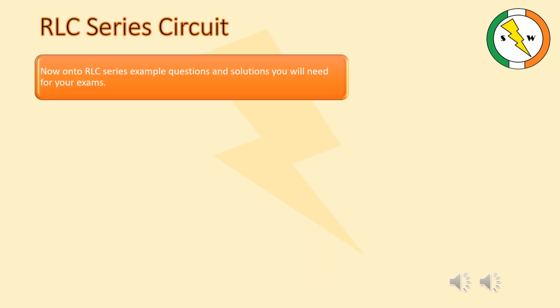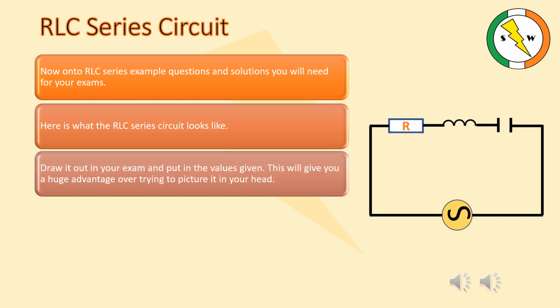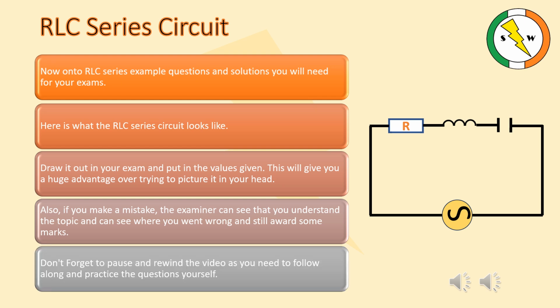Now on to RLC series example questions and solutions you will need for your exams. Here is what the RLC series circuit looks like. Draw it out in your exam, and put in the values given. This will give you a huge advantage over trying to picture it in your head. Also, if you make a mistake, the examiner can see that you understand the topic and can see where you went wrong and still award some marks. Don't forget to pause and rewind the video as you need, in order to follow along and practice the questions yourself.